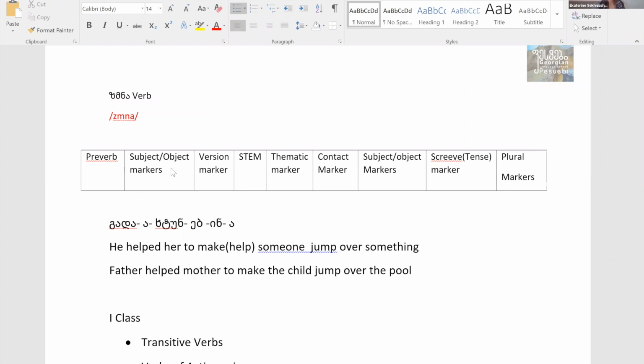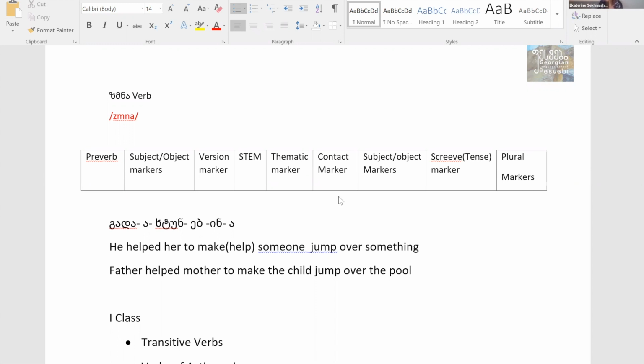After the preverb come subject or object markers. Then we will see the version marker. Version is something that is responsible for the polypersonalism of the verb, so polypersonal agreement, for example. Version is something, in English, it can be like to have something done or get someone to do something for you, yeah? Version marker. Then comes the stem. After the stem, we will see thematic markers. Thematic marker, in fact, is the stem marker.